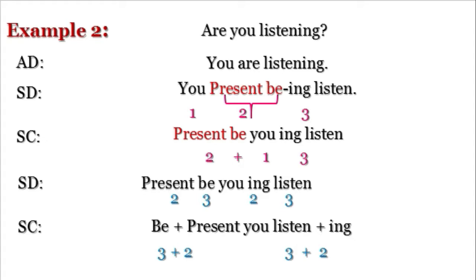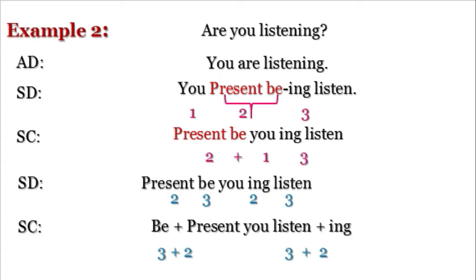The structural change of the yes no question will be that we take the two elements of Aux, which are present plus be, we reverse them with the NP, which is you, meaning 2 plus 1, and ing listen is number 3.